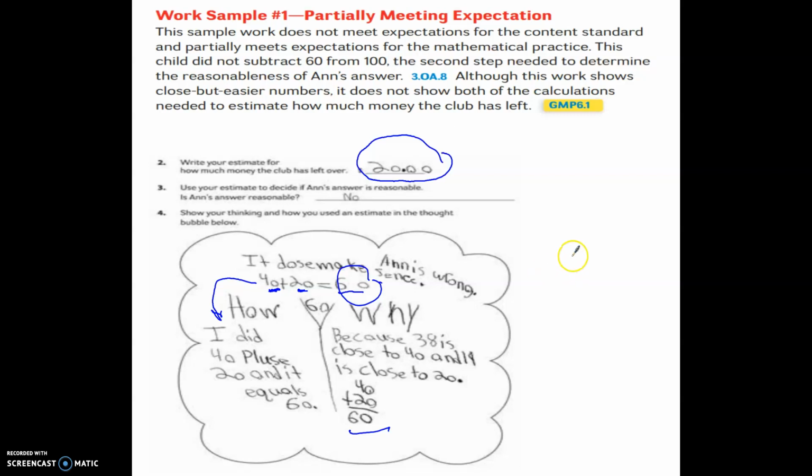I can only guess or wonder how they got to the 20. Did they think 60 minus 40 is 20? Because it is. But I don't know why they said that their estimate was 20. They don't really give us that information, do they? What it's missing is the calculations to estimate how much money the club has left. So I'm not quite sure that student understood the problem.